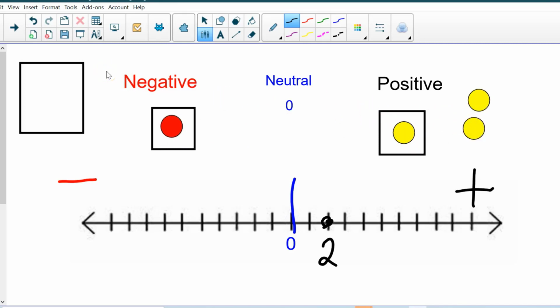Now let's do the opposite of positive 2. What's the opposite of having $2? That would be owing $2 or losing $2. So that would be negative 2. The opposite of positives are negatives.